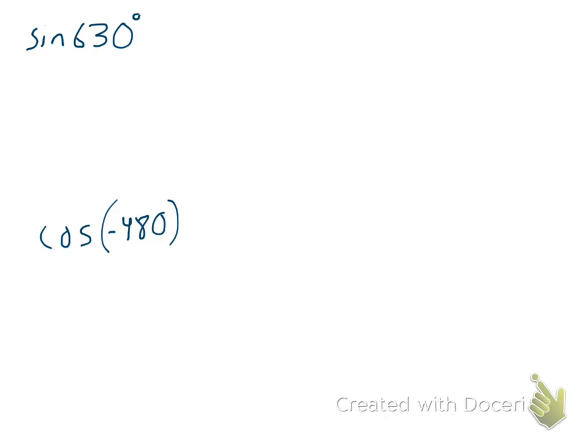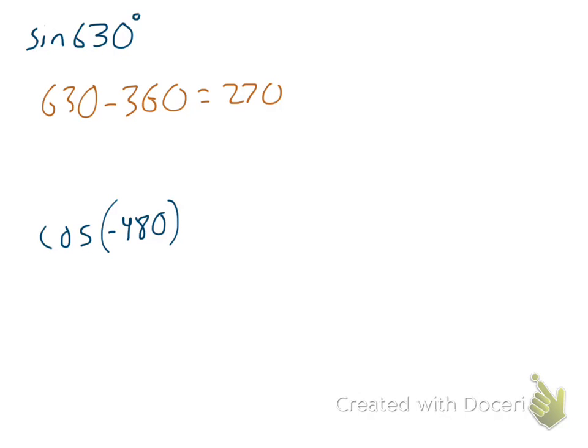So here we go. We're going to start off nice and easy here. First one up is sine of 630 degrees. So this is what I would like you guys to do. Number one, we need to find our coterminal angle. So I'm going to break 630 out by itself. Since 630 is bigger than 360, I'm going to subtract 360. If I subtract 360 from here, I am going to get 270.